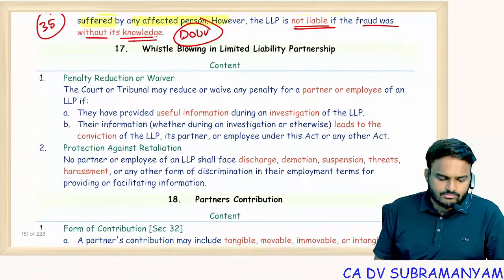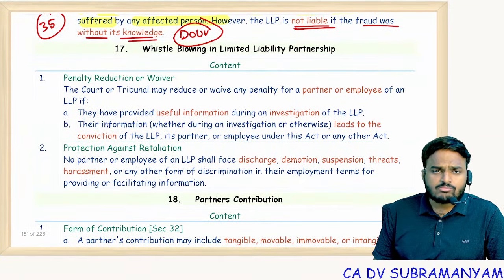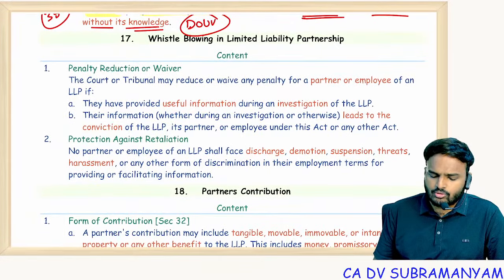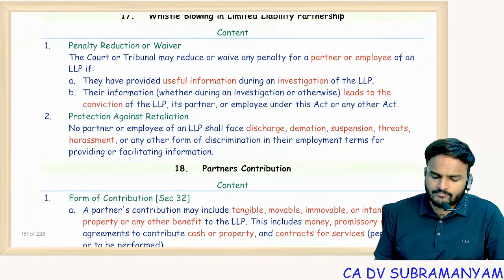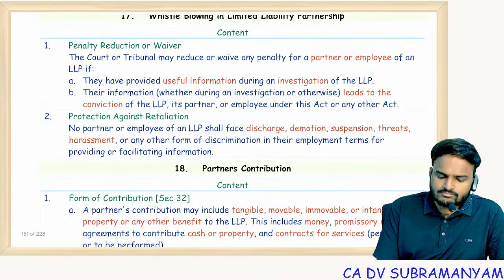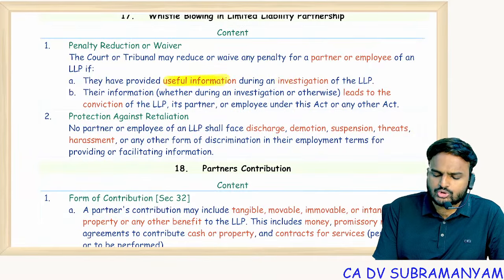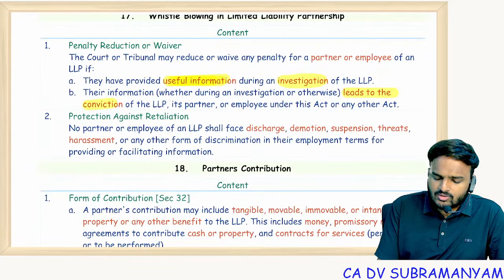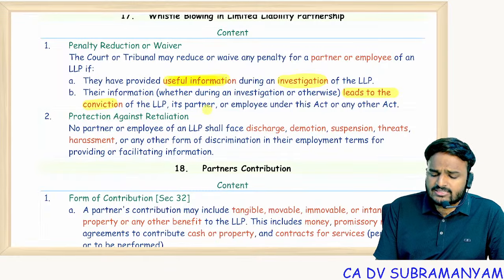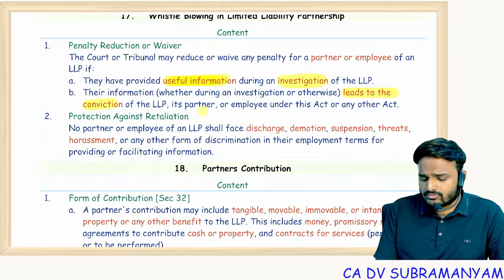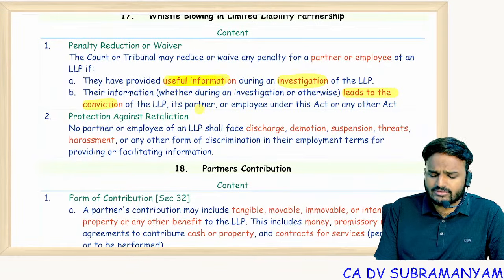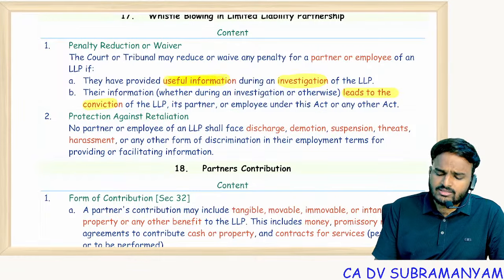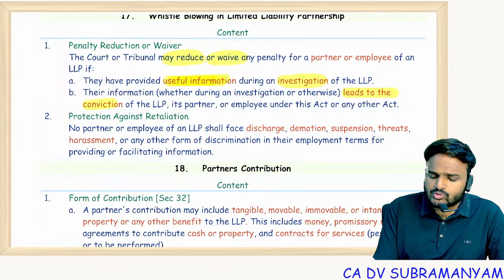Next, a very small concept, whistleblowing. Last attempt, I think, the whistleblowing concept came for 4 marks. So what is the concept? In whistleblowing, you have to remember the second point. First of all, the whistleblower is the fellow who provides useful information during an investigation, and because of that information the investigation time has been reduced, or it became easy for the team to inquire into the matters of the LLP very quickly. Simply, time saving is there. Then that fellow's punishment may be reduced or waived off.